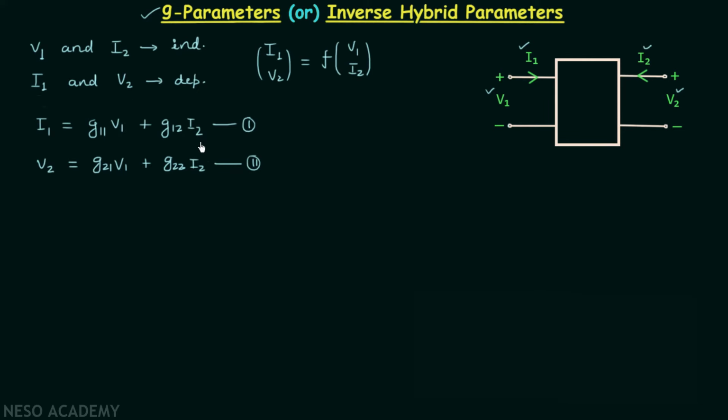We can write the two equations in the matrix form. In the matrix form, we will have a 2 by 1 matrix having the elements I1 and V2 equal to the multiplication of a 2 by 2 matrix and a 2 by 1 matrix. The 2 by 2 matrix will have the elements G11, G12, G21 and G22. And the 2 by 1 matrix will have the elements V1 and current I2. This is the matrix form. The square matrix we have is known as the G parameters matrix, and we represent it like this.